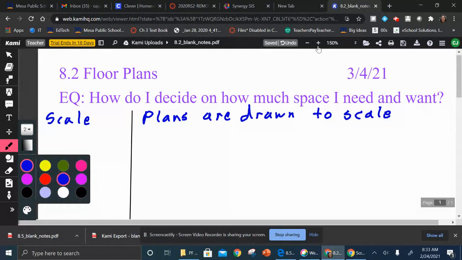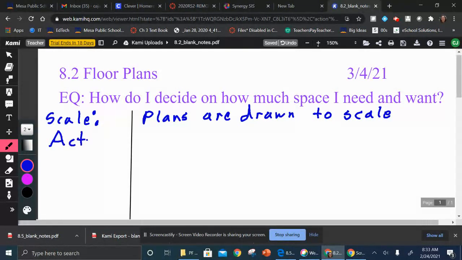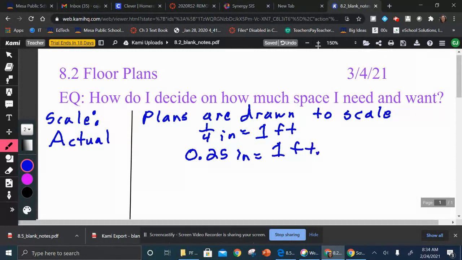Always look also, everybody, where the apartment is. And then the actual. So it's going to be scale over the actual dimensions, the actual lengths. So if we have 1/4 inch is equal to 1 foot. So 1/4 is a decimal, so 1/4 inch is equal to 1 foot. Okay, so this is the blueprint.